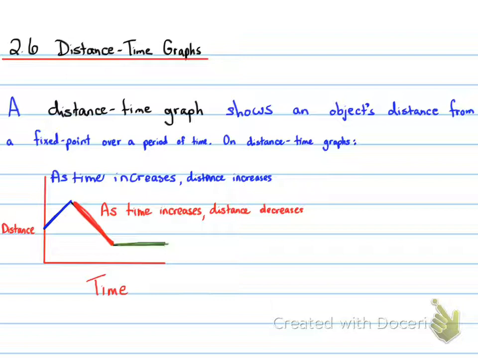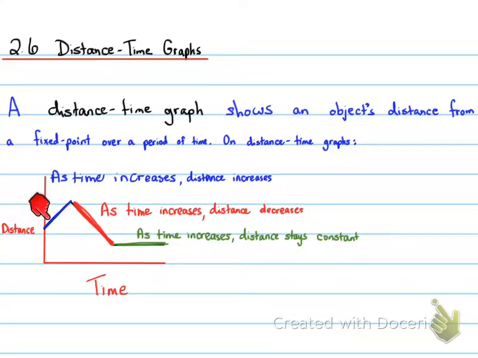And then finally, the last part is going to be highlighted in green, and that green part indicates as time increases, distance remains the same, stays constant. So that means you don't move at all. Time is continuing, but you're not moving at all.